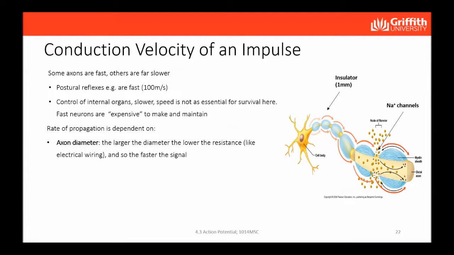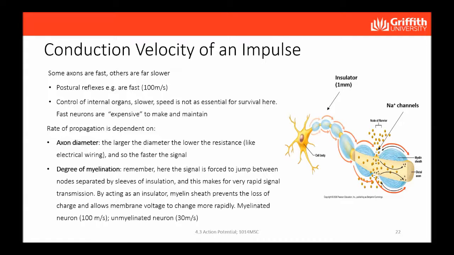The rate of impulse propagation depends on many factors, including the axon diameter, where axons with a large diameter can conduct impulses more rapidly because they offer less resistance to the flow of local currents, and the degree of myelination, because the speed of action potential propagation can dramatically increase with more myelination.